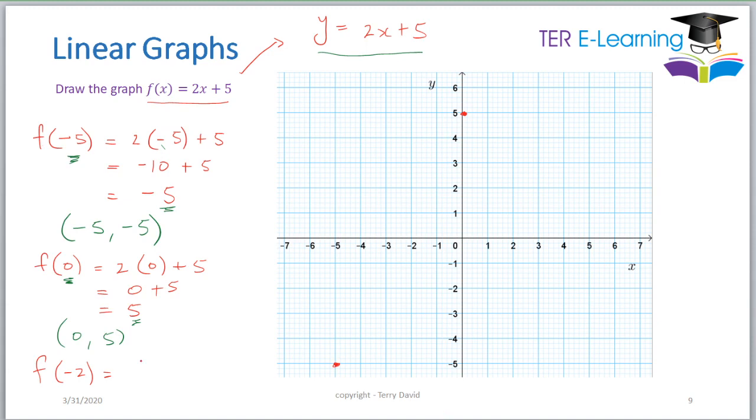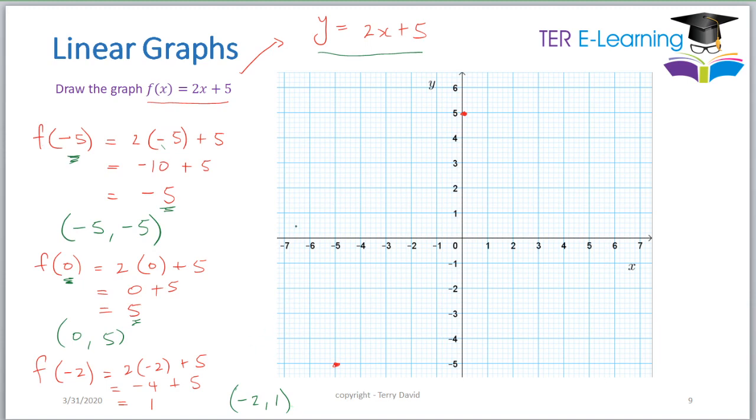Now f of minus 2, all we need to do is substitute into the same equation, which is 2 multiplied by minus 2 plus 5. 2 multiplied by minus 2 gives me minus 4, plus 5, which gives me 1. So you should get 1. Therefore the point that I'm going to plot is minus 2, 1.